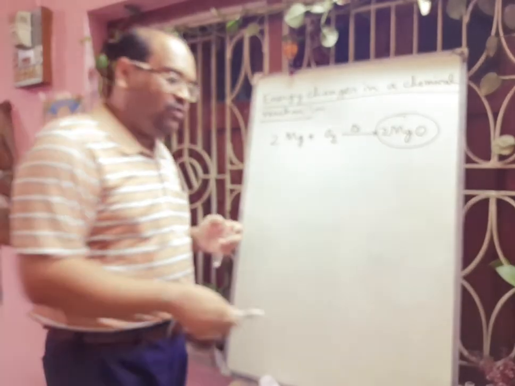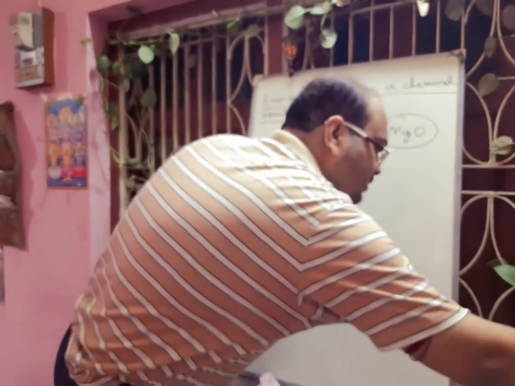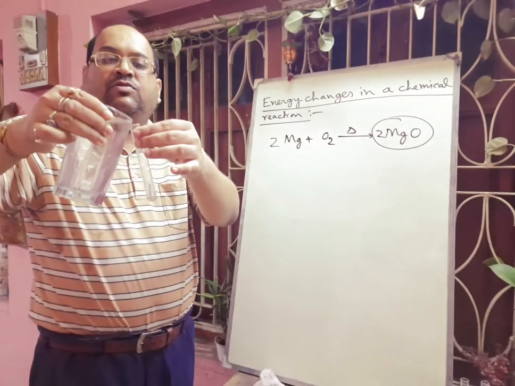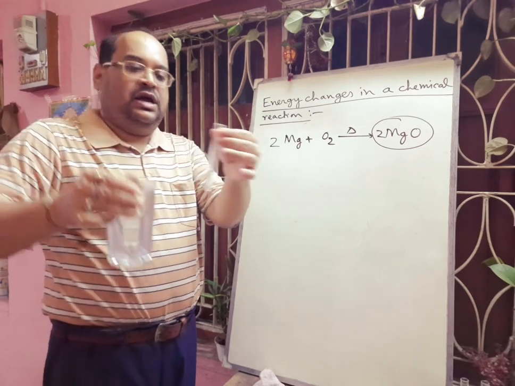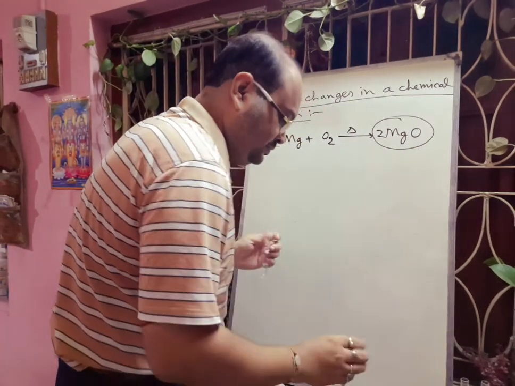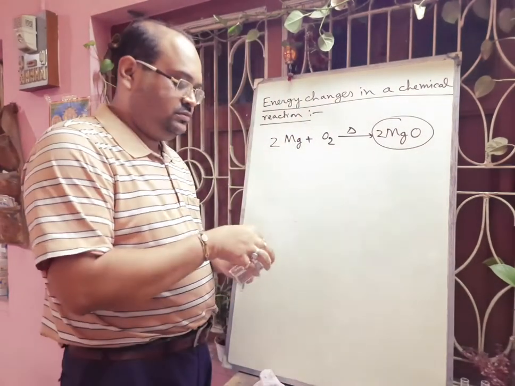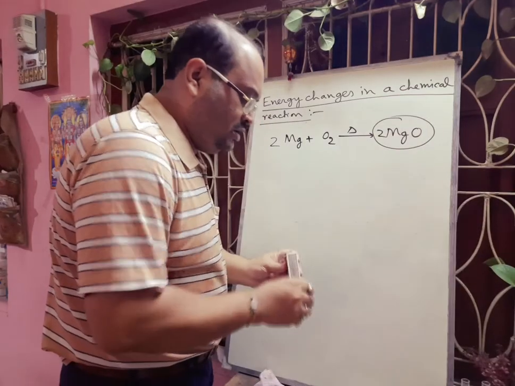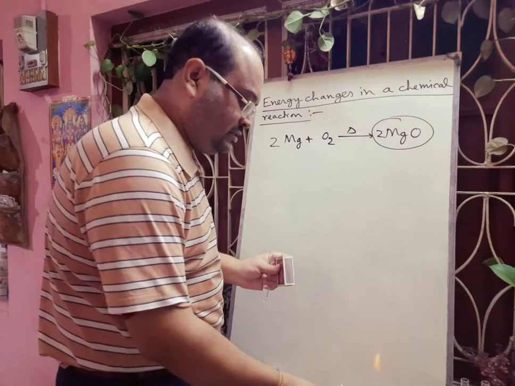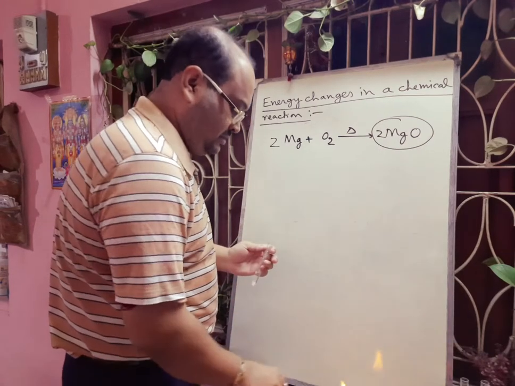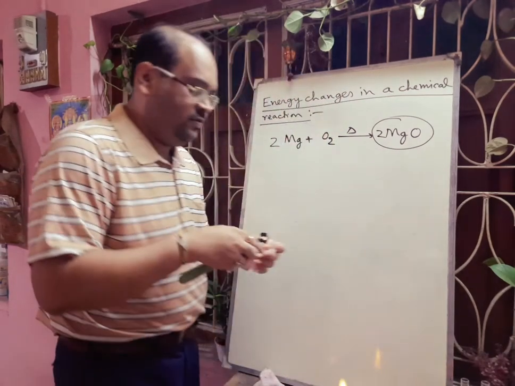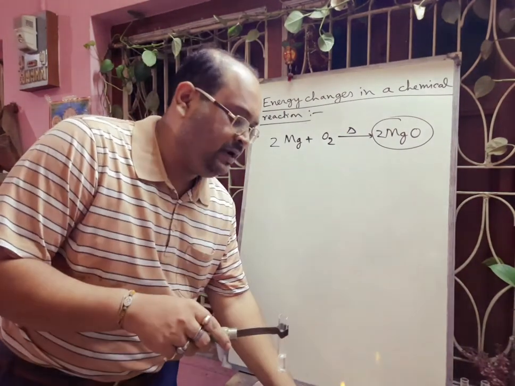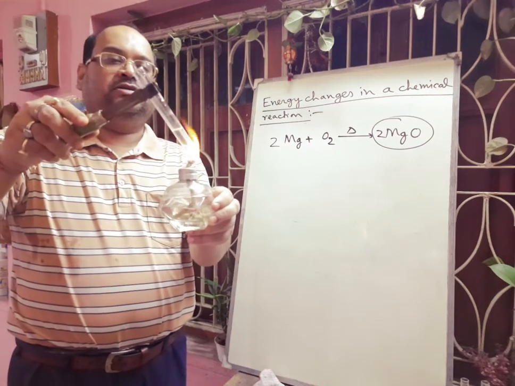If we take some water inside this, here magnesium oxide is there, I am taking some water, and if we apply heat, that means we are hydrolyzing this magnesium oxide to magnesium hydroxide. This is also basic in nature. Now if you apply heat to this, definitely it will produce magnesium hydroxide.